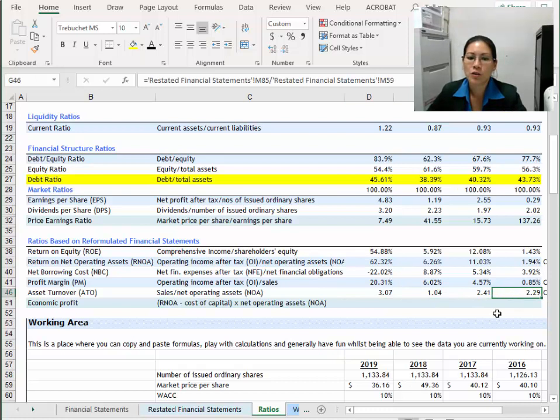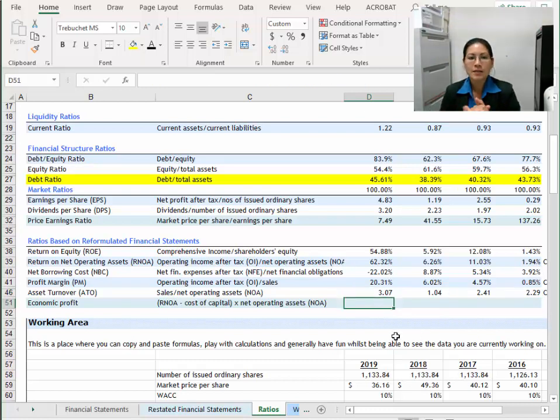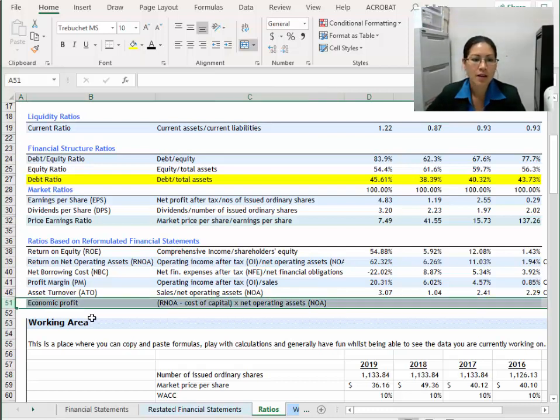So for every $1 of operating assets in 2016, we were generating $2.29 of sales. For every $1 of operating assets in 2019, we were generating 3. So good trends, so improving trends, I should say. Okay, that's the restated ratios. Economic profit itself is a whole new baby. It's in its own league.